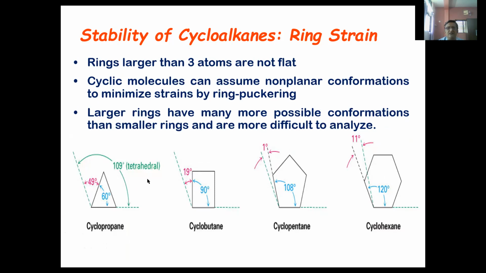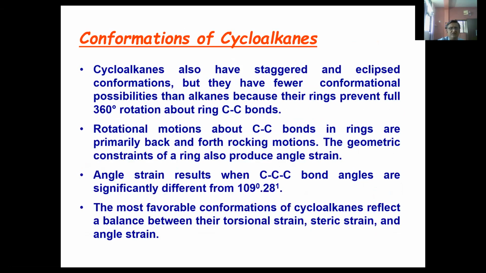Here also you will find a CH2 group. These three corners represent CH2 groups. There are four corners, so four CH2 groups, here five CH2 groups, and six CH2 groups. In fact, these cycloalkanes are called polymethylenes. A CH2 group is nothing but a methylene group. So when a compound has many methylene groups, they are called polymethylenes. Cycloalkanes are also called polymethylenes.